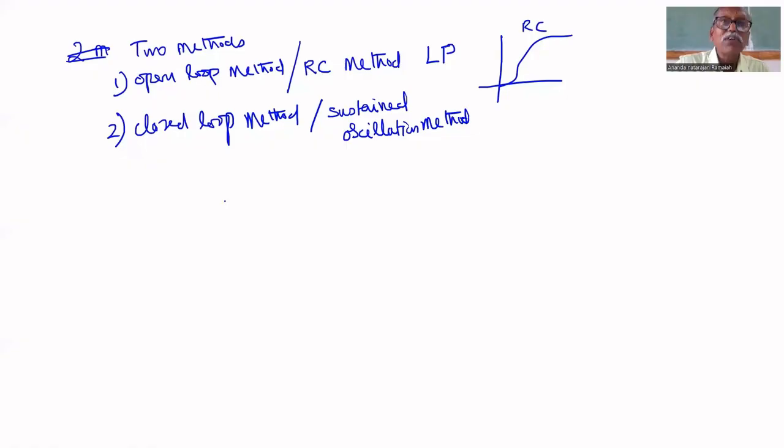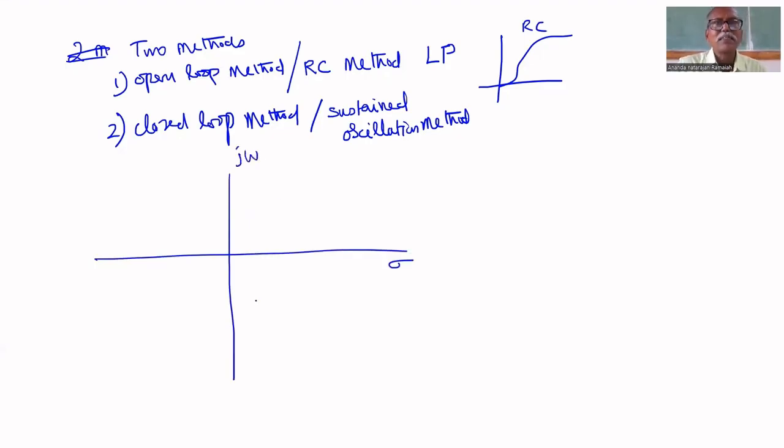In control system, you might have studied root locus. In the root locus, real axis, imaginary axis. Suppose I want to draw a root locus for a third order process. What is the root locus for this? Three poles mean three root locus branches. Am I correct or not?